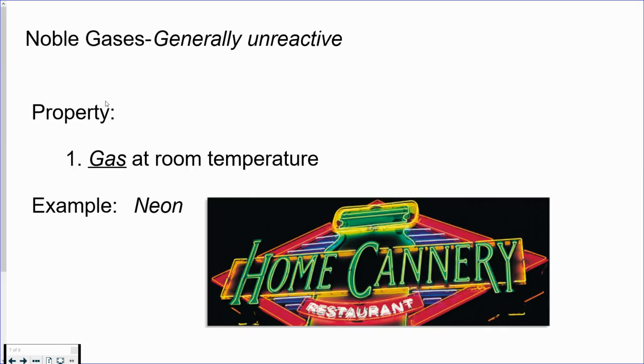And our last group is the noble gases. They are generally unreactive. So I always say, hey, I told a joke about the noble gases. I got no reaction. So their properties are that they're a gas at room temp. Okay, neon, we know as neon lights. The funny thing about that is a lot of those colors are not neon. Each gas has its own color that it actually lights up when you put an electrical current through it.